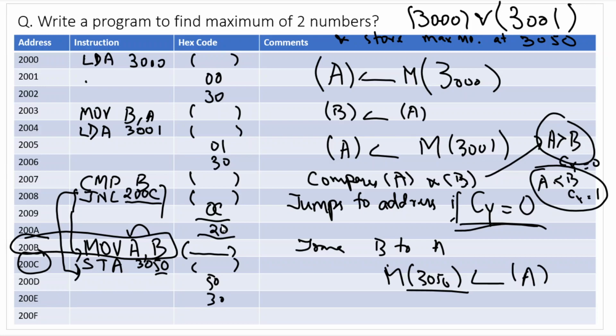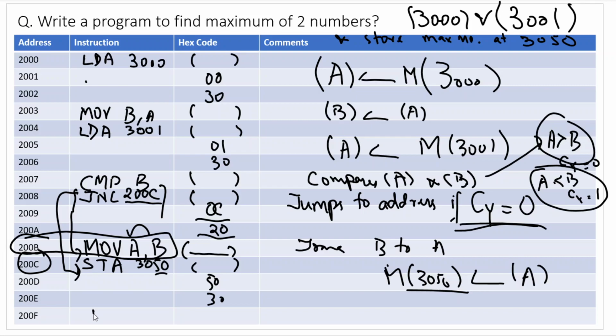So I'm actually skipping move A, B if carry is already reset. If carry is set, then I have to move the contents of B to A first, so that A carries the larger number. Then I can store that number at 3050. So what we have done, in short, is compare the contents of 3000 and 3001, and we want to see which one of them is larger. Whatever is the larger number, we have to store that at 3050.